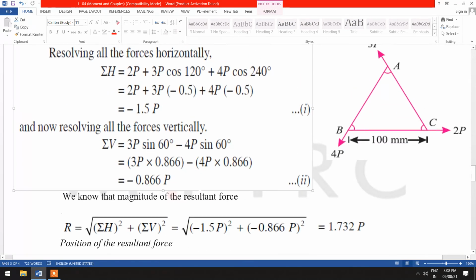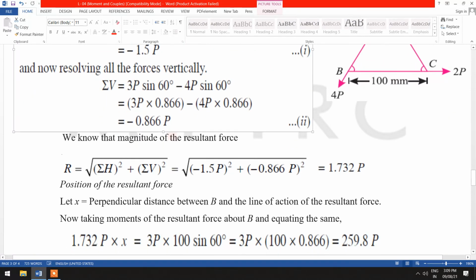Now after getting the values, we have to find the resultant. So we will square all the components in the horizontal and vertical directions, that will be under root of minus 1.5P whole square plus, in the vertical direction, the value is minus 0.866P whole square. After solving this one, we will get the resultant equal to 1.732P. Now after finding the resultant, we have to find the moment. So we have to consider one of the vertical components.